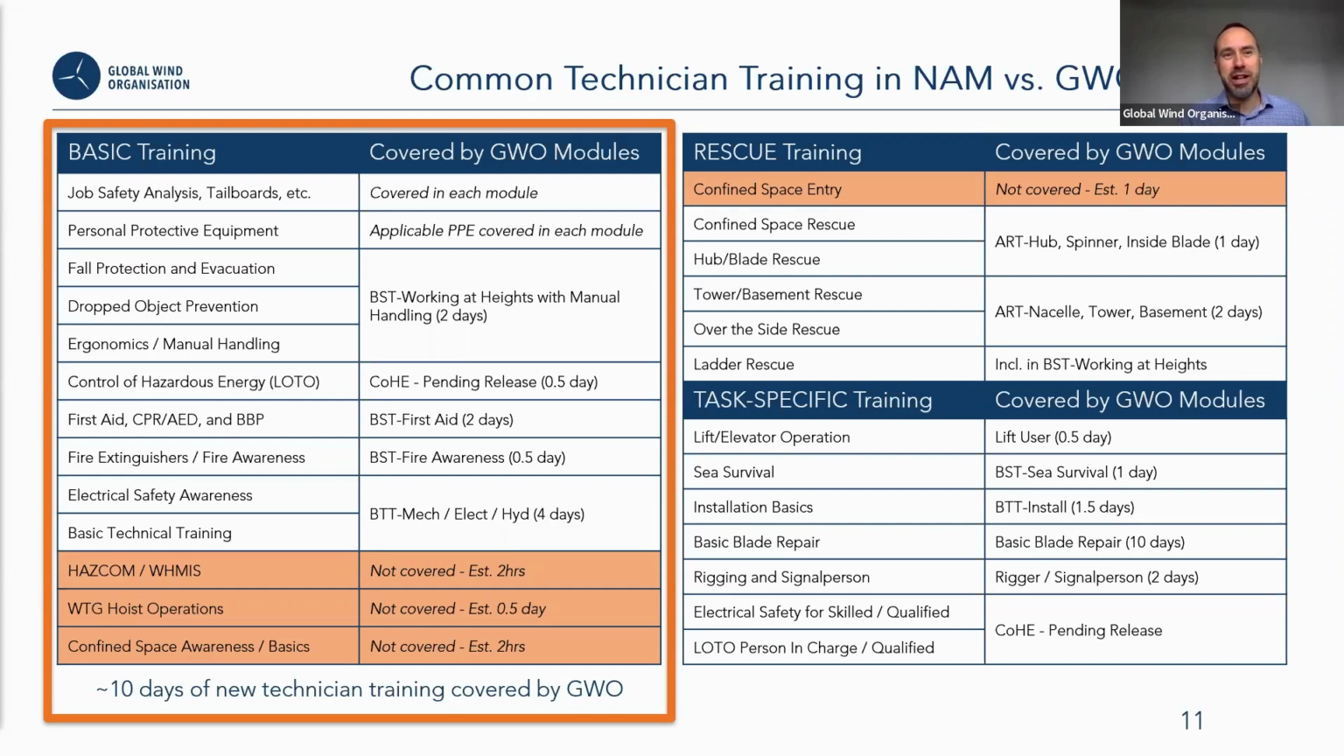And then the last one, confined space awareness basics. Admittedly, that's one of the more contentious subjects with regards to safety in wind turbines. And so there's some debate about how that could be covered. But I do know a lot of organizations who recognize that, have their own training programs or are utilizing some kind of off-the-shelf products. But nonetheless, with the stuff that's covered in white, that's about 10 days of new technician training covered just by those GWO core modules, which is pretty substantial when you're looking at it.